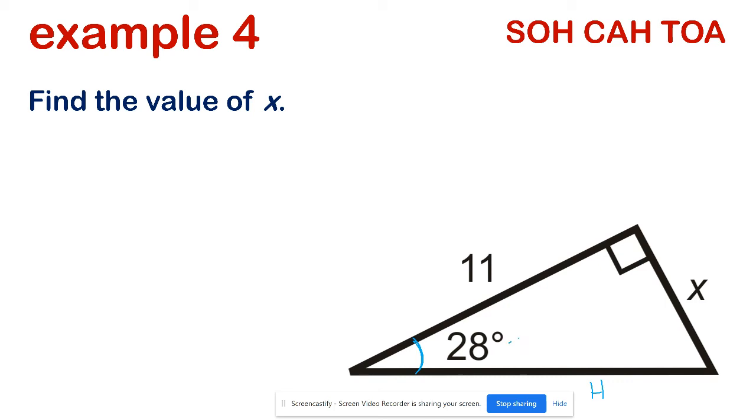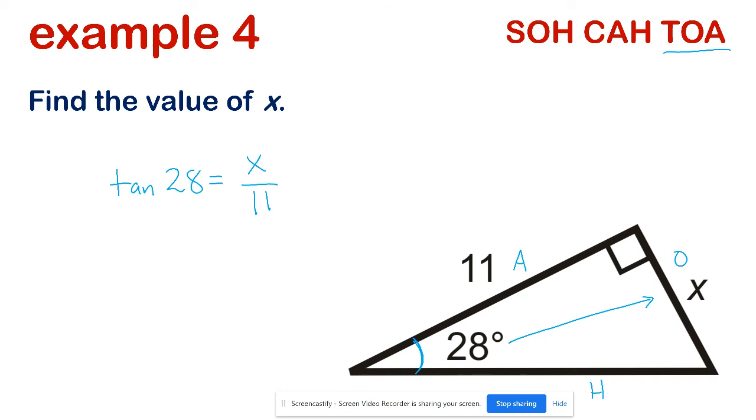So then X is going to be the opposite side. It's across from the 28. And then the 11 is the only other side we've got. That's got to be the adjacent. So once again, we're using tangent, opposite over adjacent. So I'm going to take tangent of 28 equals the opposite, which is X, over the adjacent, which is 11. This is another one like the first one we did where the X is on top. So we end up multiplying.